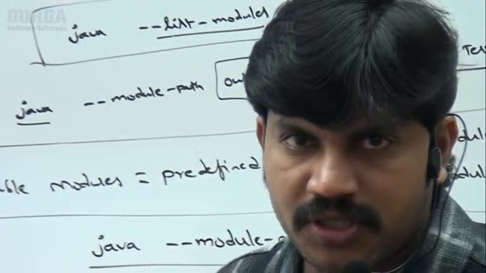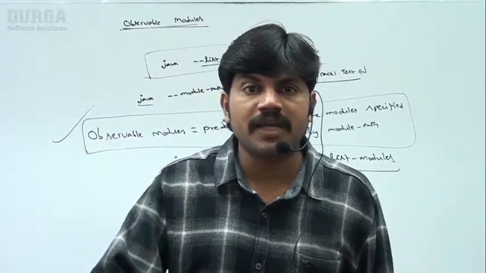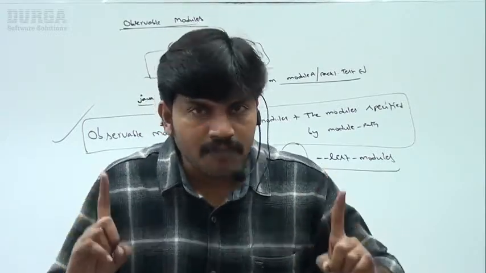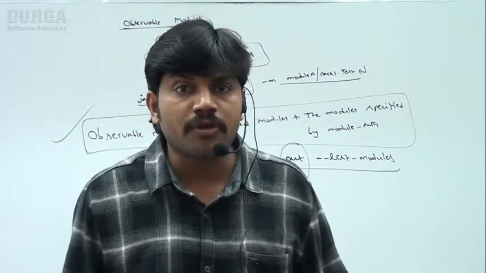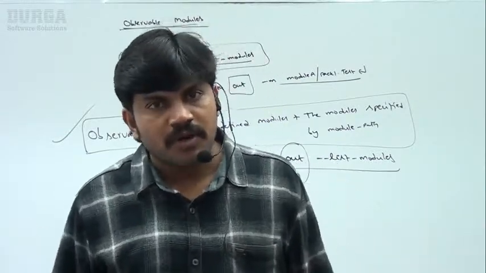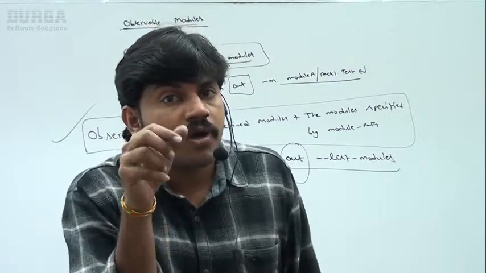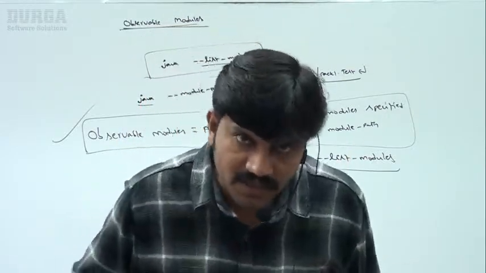Are you in a position to understand what is an observable module? The modules which are observed by the JVM at runtime are called observable modules. All predefined modules are observable modules. The modules which are specified by using the module path are also observable modules. So that's all, sir. This is what you should be aware of. Another small concept is observable modules. Clear for all of you, right? That's all, sir. Thank you.